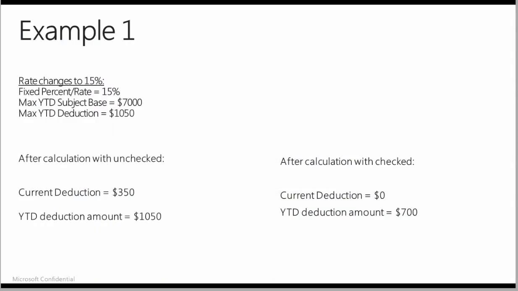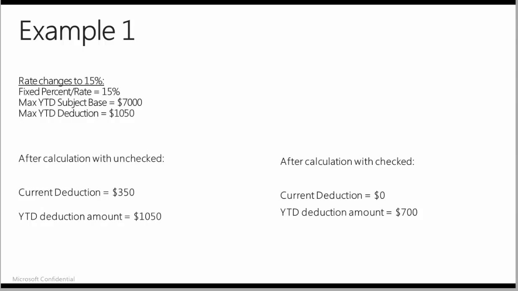Now let's say that you do have that checkbox enabled after you have changed the percentage rate to 15%. When you do the recalculation, you will see that the deduction amount is $0 for this paycheck. This is calculated as $0 because the max year-to-date subject base of $7,000 has already been reached in a previous payroll, so no more deduction amounts will be made for this deduction.